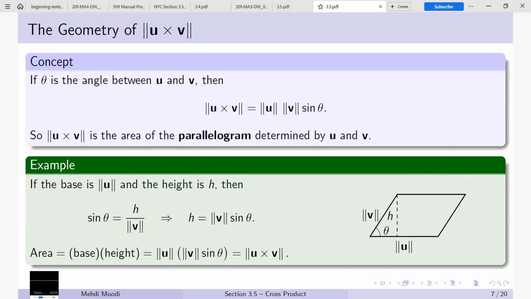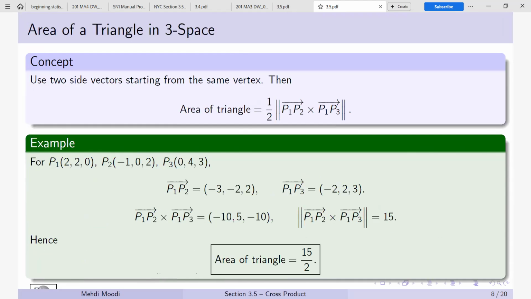The size of the cross product is not random. It measures area. So the cross product is secretly a geometry machine wearing algebra clothing, like a ninja with a calculator. A triangle only gets half the area because a parallelogram is basically 2 matching triangles glued together.